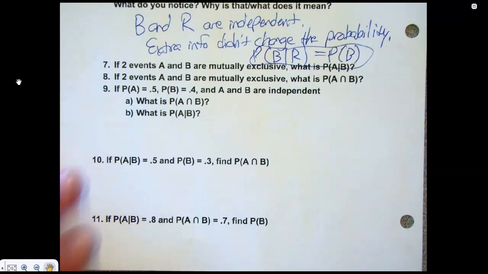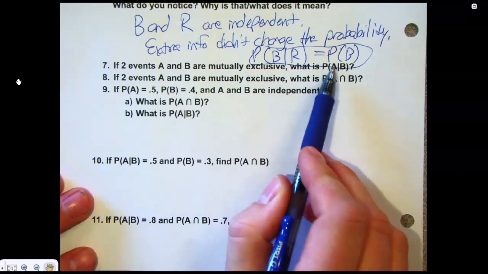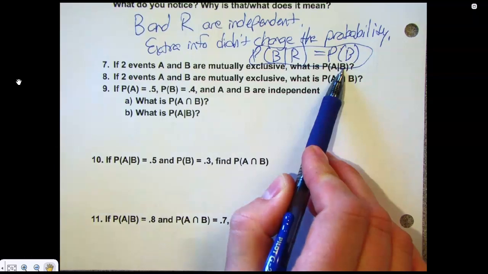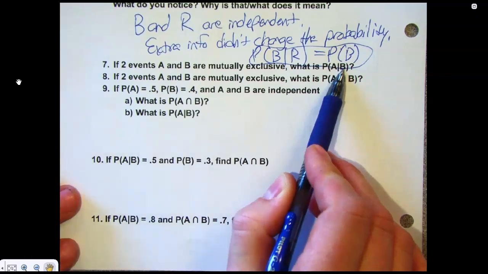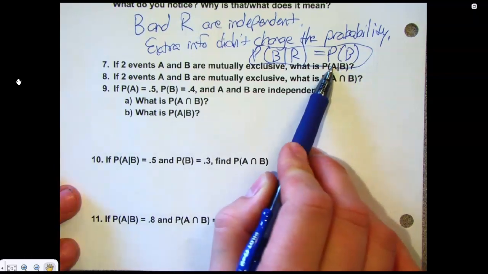Alright, so let's talk through these. Number 7. If two events A and B are mutually exclusive, what's the probability of A given B? Think of two things that are mutually exclusive, like you're in AP Stats this hour, you're in AP Chem this hour, or any two things you want. If I tell you one of them is true, what's the probability of the other? 0. If I'm asking what's the probability of A given B, but they can't happen at the same time, if I know B, then A must be 0.